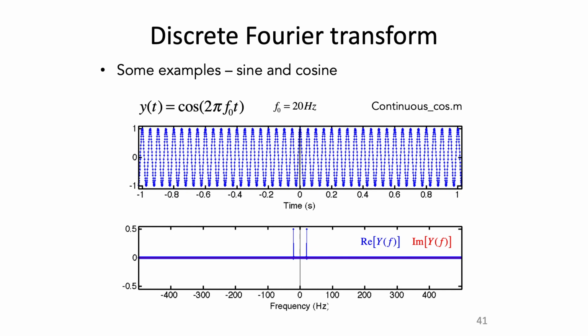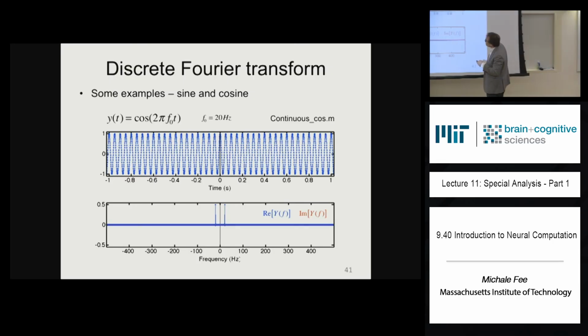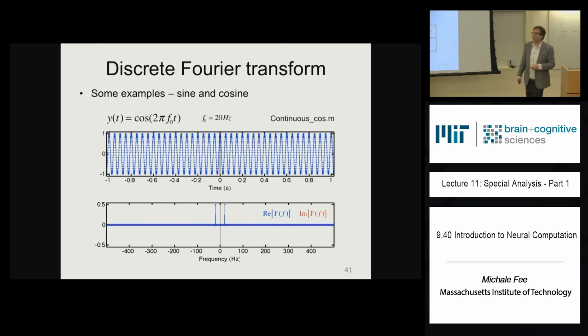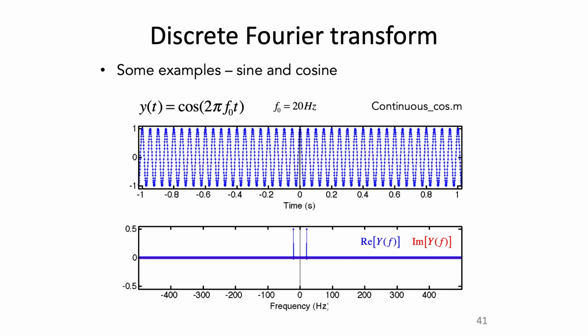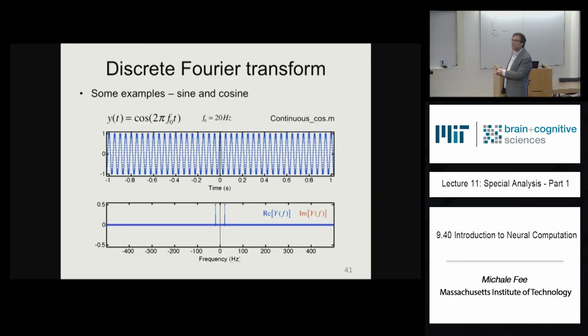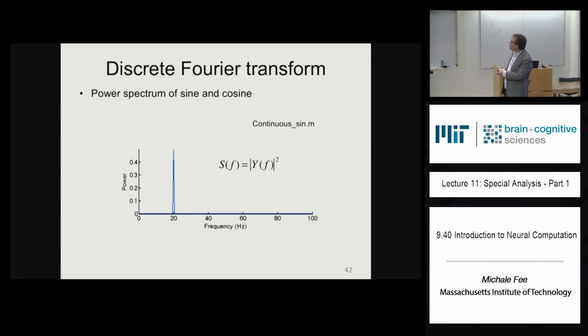Now, let me just point out one more important thing. For real functions, so in this class, we're only going to be talking about real functions of time. For real functions, the square magnitude of the Fourier transform is symmetric. Okay, so you can see here, if there's a peak in the positive frequencies, there's an equivalent peak in the negative frequencies. So when we plot the power spectrum of a signal, we always just plot the positive side. Okay? And so here's what that looks like.